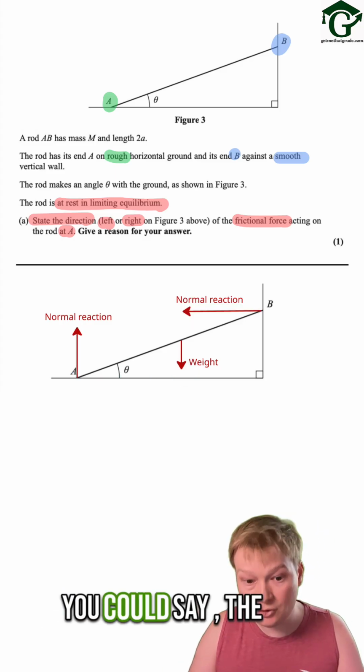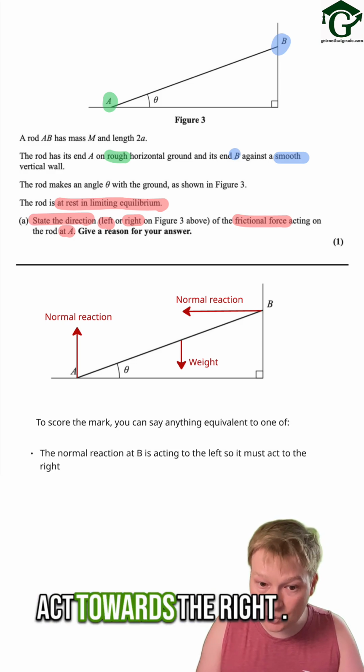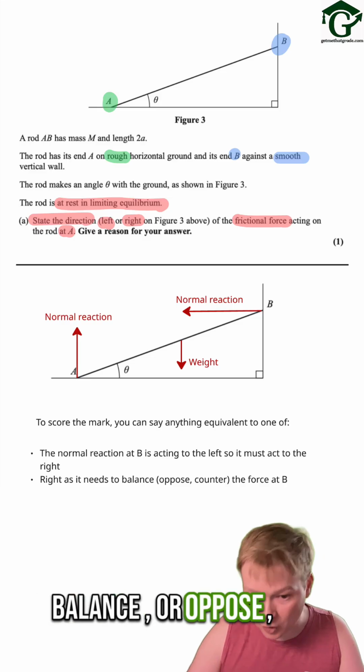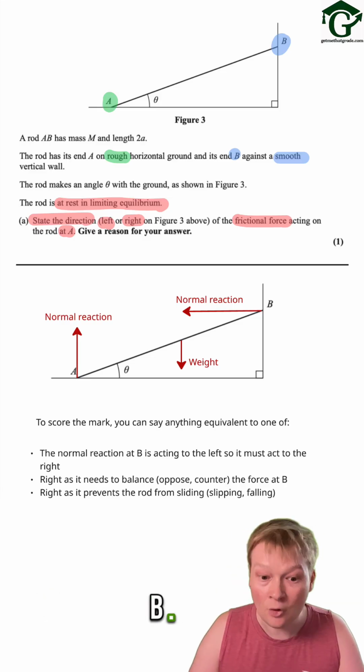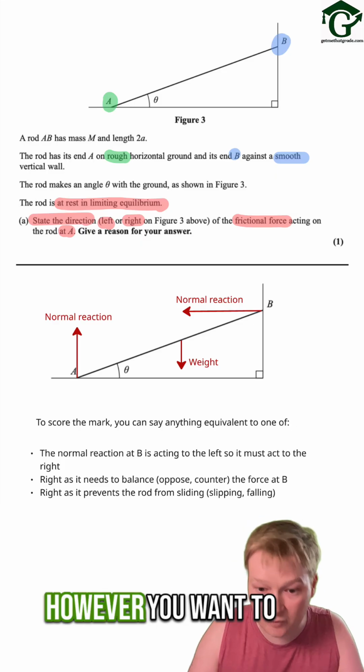So to score the mark, you could say the normal reaction at B is acting towards the left, so friction must act towards the right. Or you could say friction acts towards the right, it needs to balance, or oppose, counter the force at B. Or you could say friction acts towards the right to prevent the rod from sliding or slipping or falling, however you want to word that.